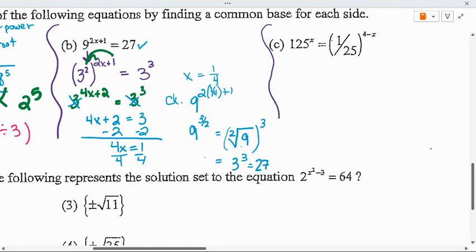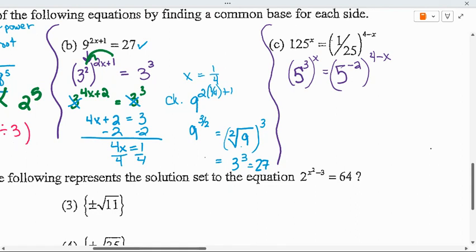Letter C has a fraction. So what kind of common base do you see with the 125 and the 25? What is my common base? 5. Okay. So the first part is 5 to what power? 5 cubed to the power of x. Don't forget that little guy out there. What about 1 over 25? 5 to the what? Good job. So 5 to the -2 to the power of 4 minus x.